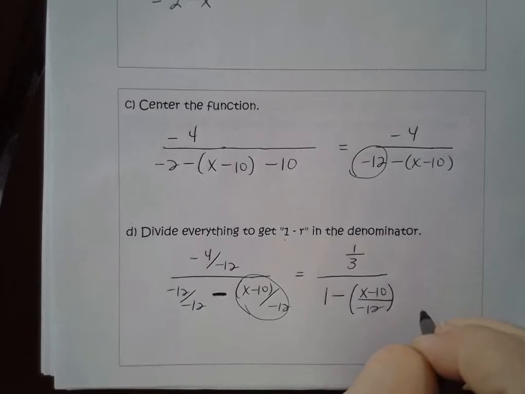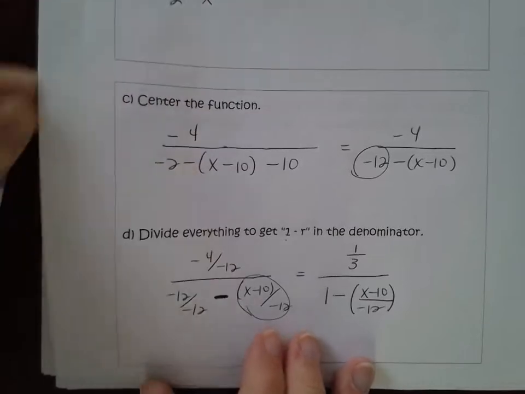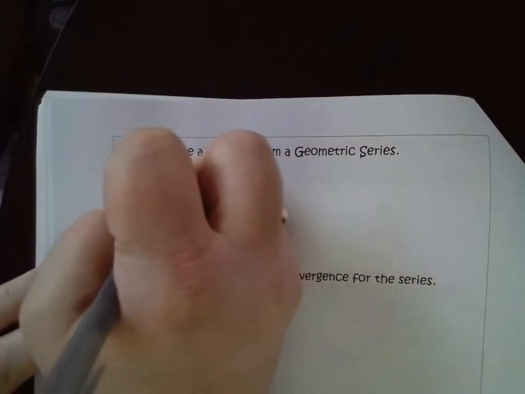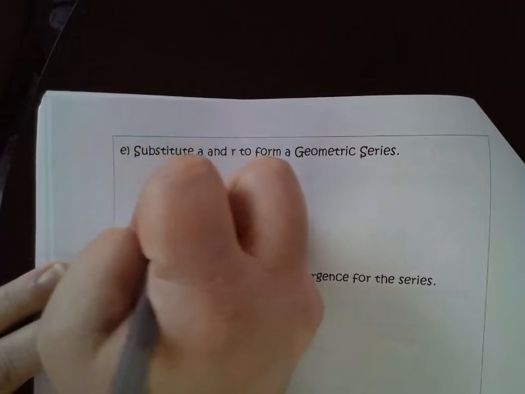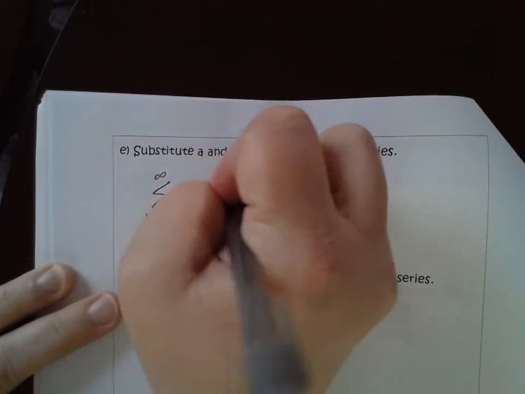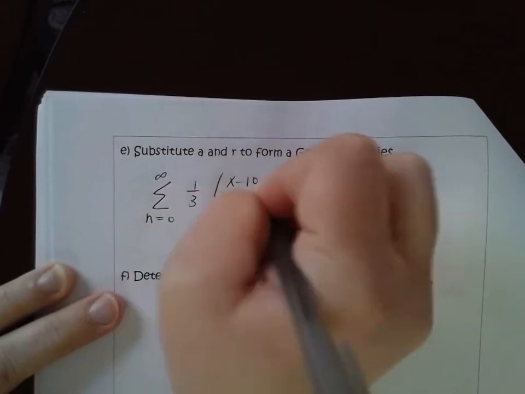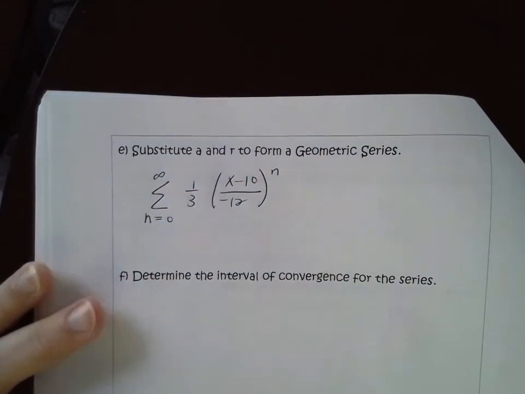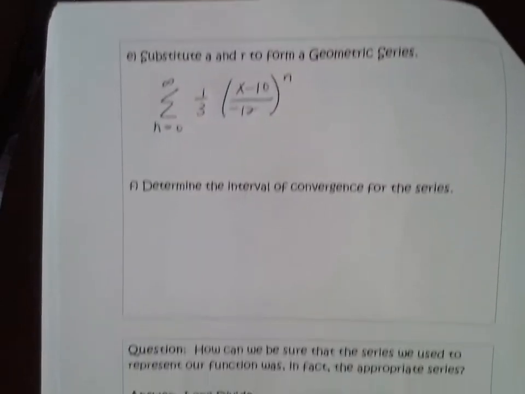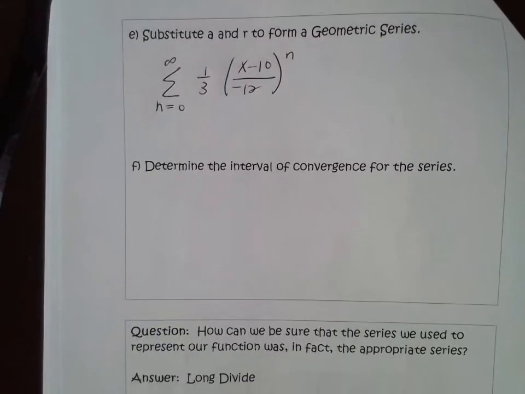Okay? Keep going. It says substitute a and r into the geometric series. My a is 1/3, and my r is x minus 10 over -12 to the n. It goes on to ask a question that we had in the last section. What's the interval of convergence?